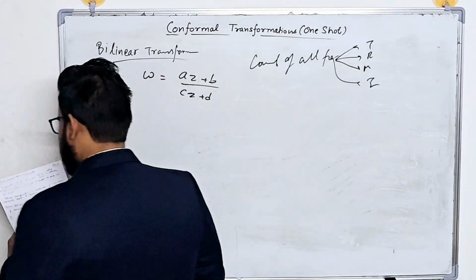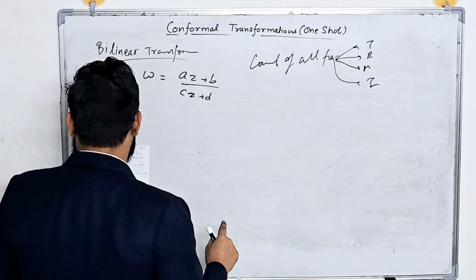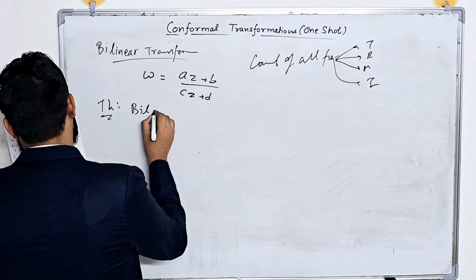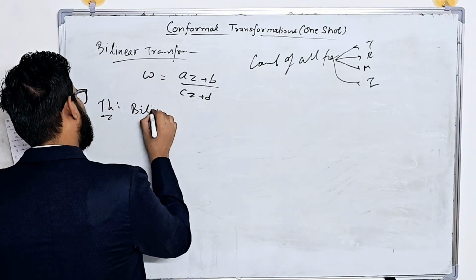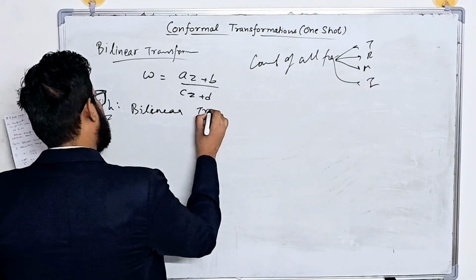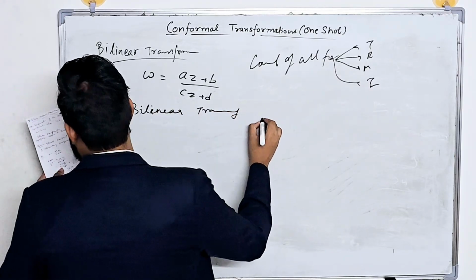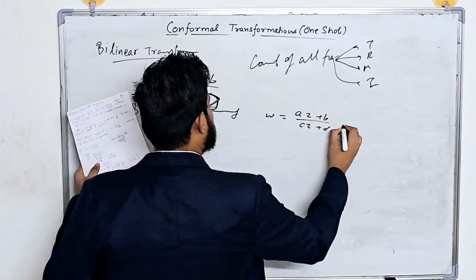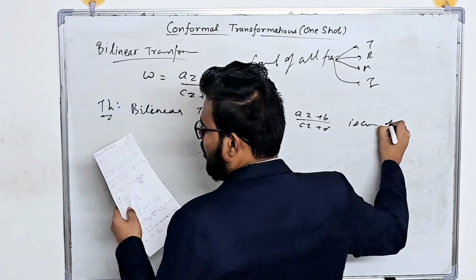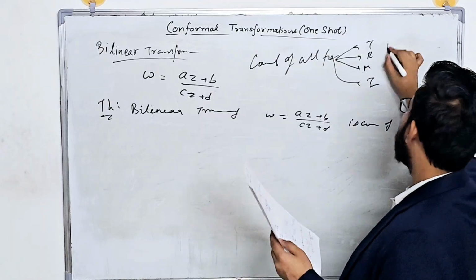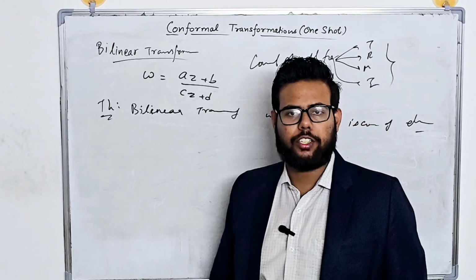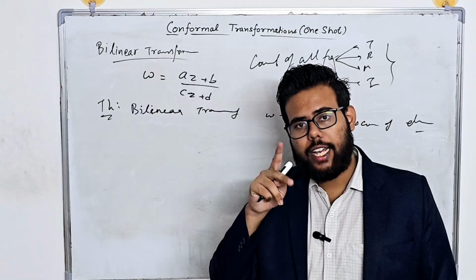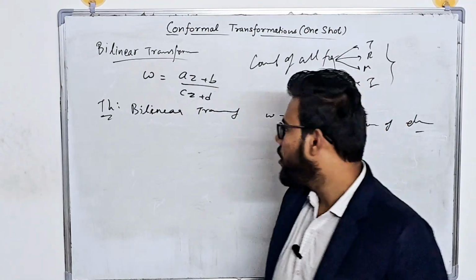Now let's see a theorem. Bilinear transformation w is equal to az plus b divided by cz plus d is a combination of elementary transformations. Translation, rotation, magnification and inversion are called elementary transformations.